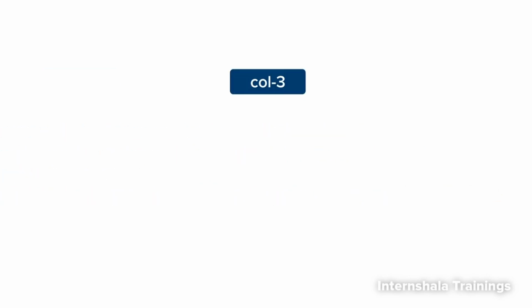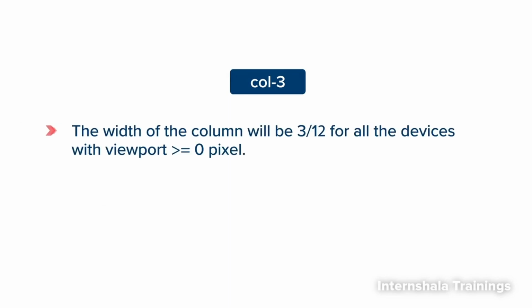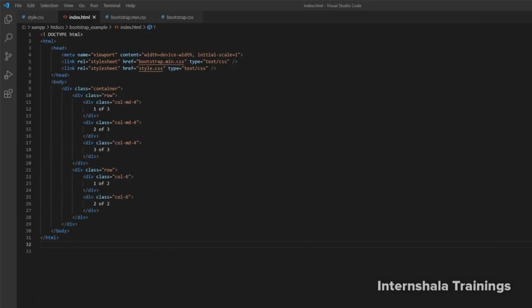Let us take another example as col-3. Notice that we have not used any symbol here. It means the width of the column will be 3 by 12 for all the devices with viewport greater than equal to 0 pixel. Let us understand the concept of breakpoints practically.